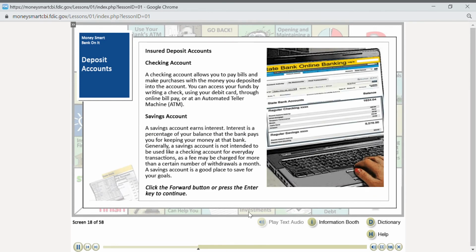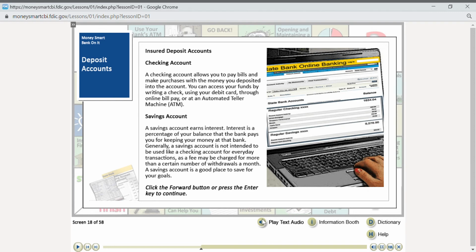When a financial institution agrees to lend you money, they may want some assurance that you will pay them back. A loan is often secured by collateral or a guarantee. Insured deposit accounts. Checking account. A checking account allows you to pay bills and make purchases with the money you deposited in the account.